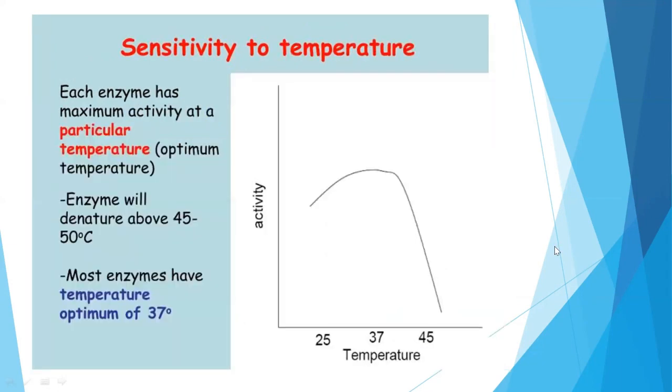So, sensitivity to temperature. Each enzyme has maximum activity at a particular temperature, which is called the optimum temperature for that enzyme. Enzymes will denature above 45 to 50 degrees Celsius. Most enzymes have a temperature optimum of 47 degrees Celsius. Here in this picture, we can see that at 47 degrees Celsius, there is optimum enzyme activity, and at 45 degrees Celsius and beyond, there is denaturation of the enzymes.